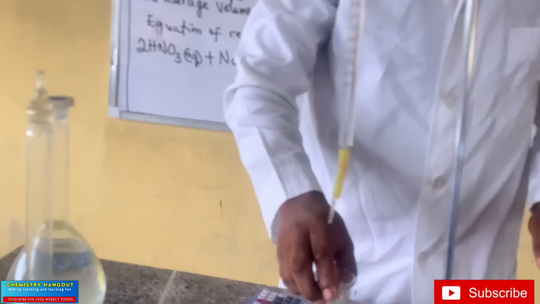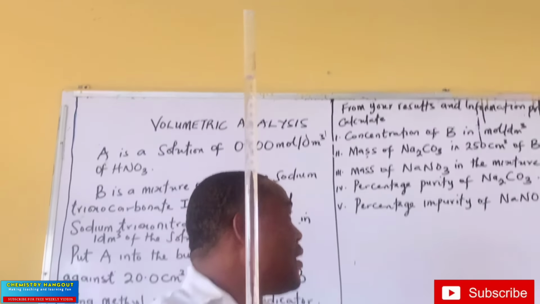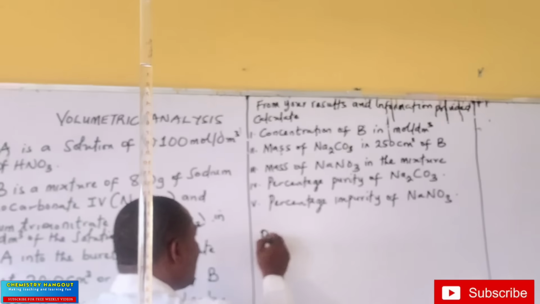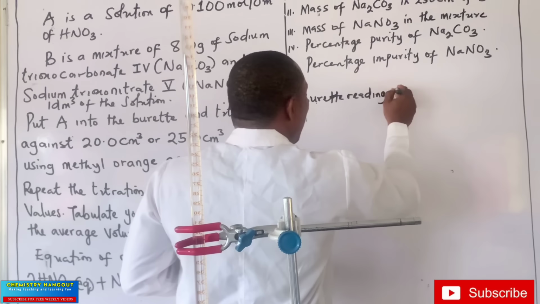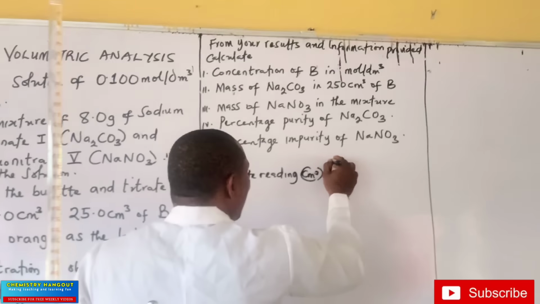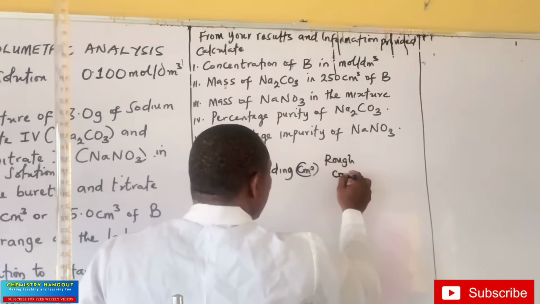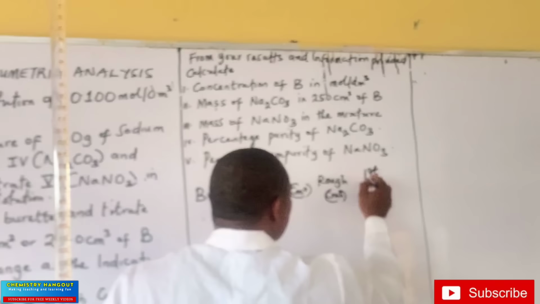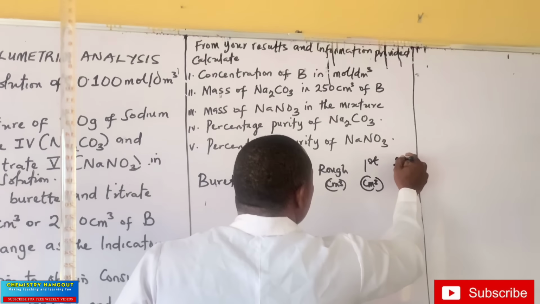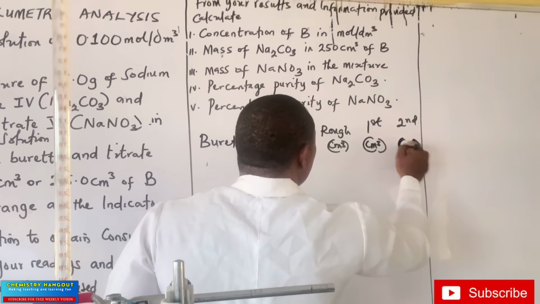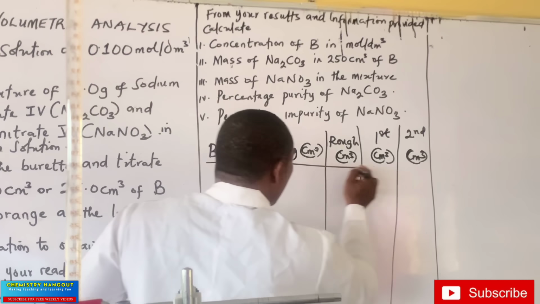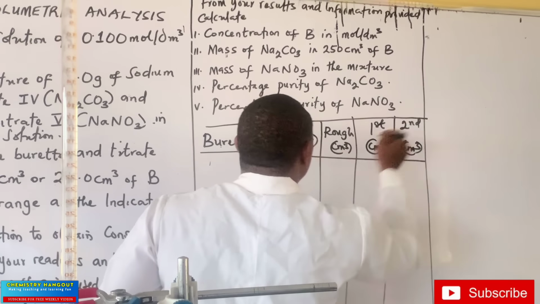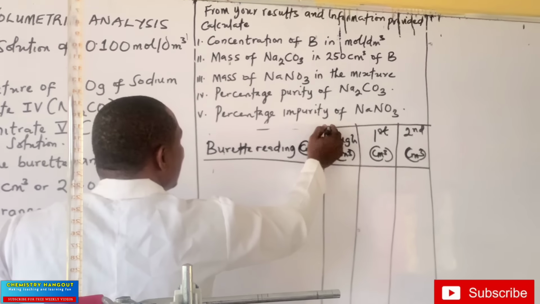So I have this. I'll fill the burette to 0 already. So let's have our burette readings like we normally do. Height in centimeter cube. Let's have the rough, in centimeter cube. Like I always do, the first in centimeter cube and the second in centimeter cube, okay? So we have this already now. Please take your time to tabulate your readings, very important, okay?